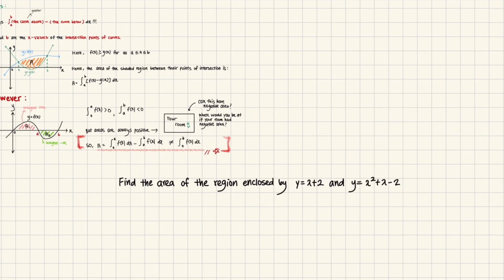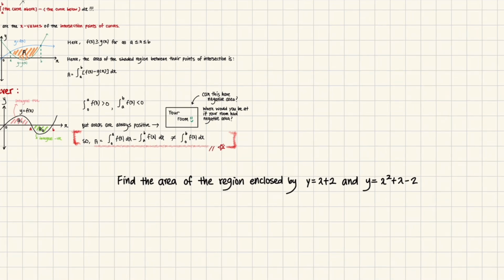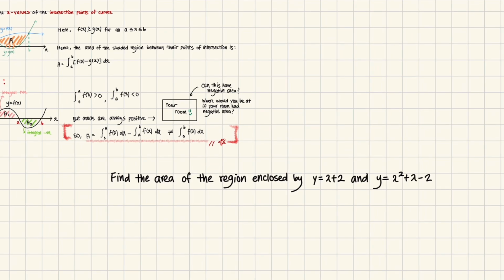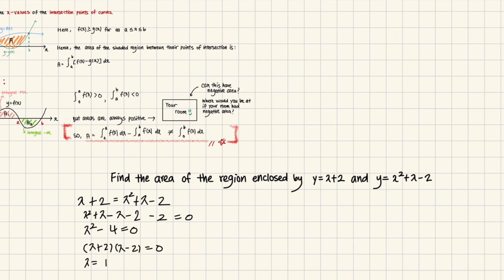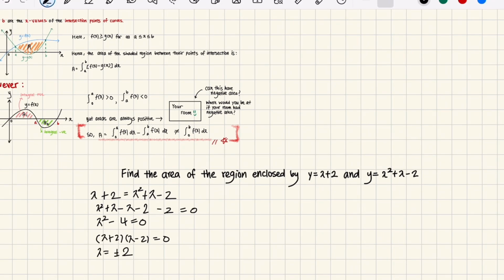It's always better to do the question rather than me just explaining it. So we have the first question. The first step is to find the intercepts to find out which domain we're working with. To find the intercepts, we have to construct this equation. If we solve this, we know that a is -2 and b is 2.